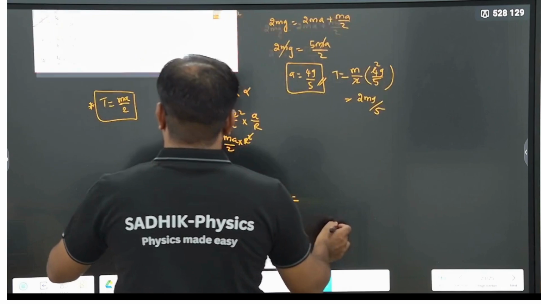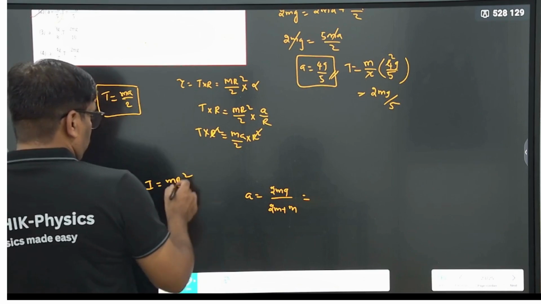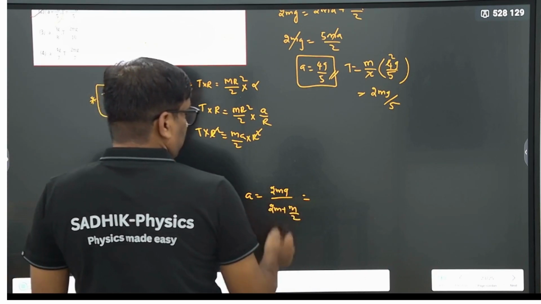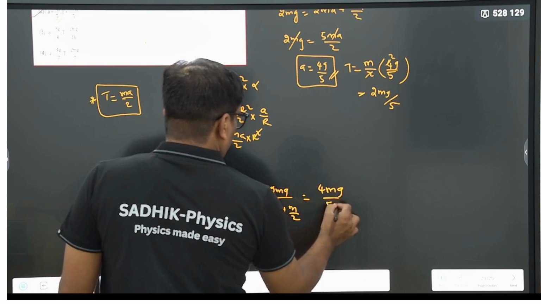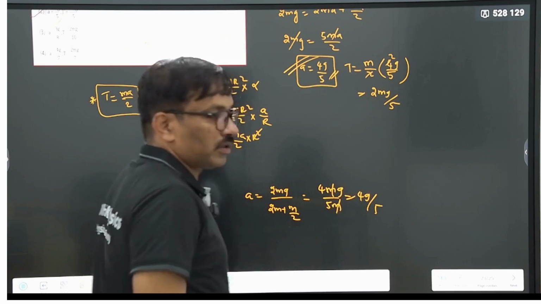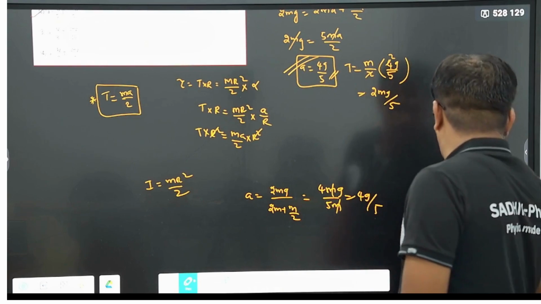Disc is nothing but MR square by 2, so therefore it will be M by 2. So what you can write now? This is 4 plus 1, 5. So therefore 4mg by 5m, the m gets cancelled out, giving 4g by 5. Like this you can solve the problems very easily. Clear? In this way you can solve the problems very quickly. Clear?